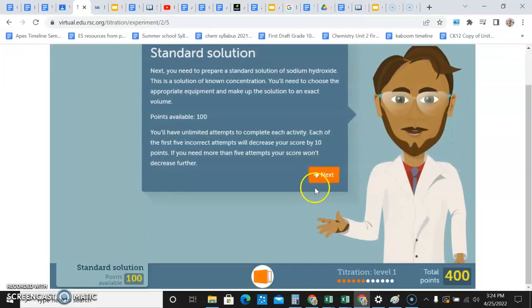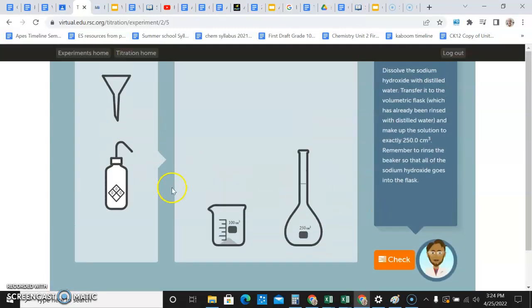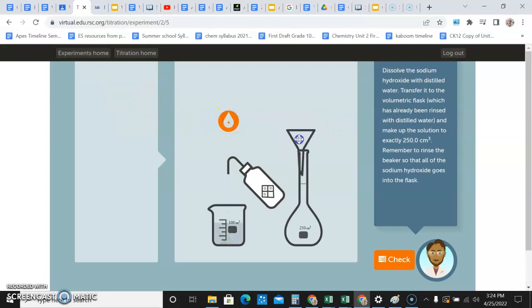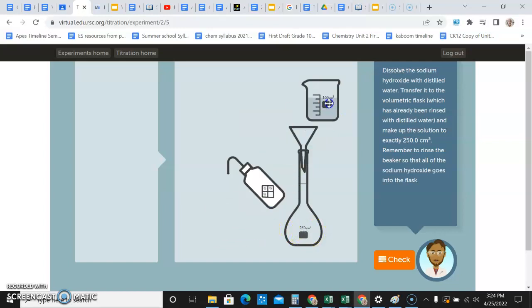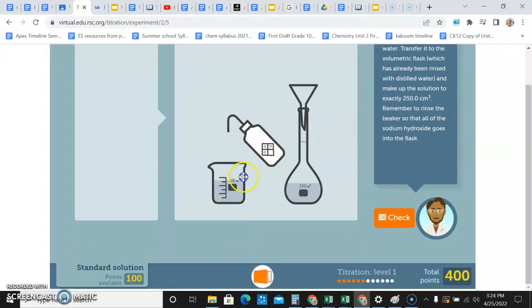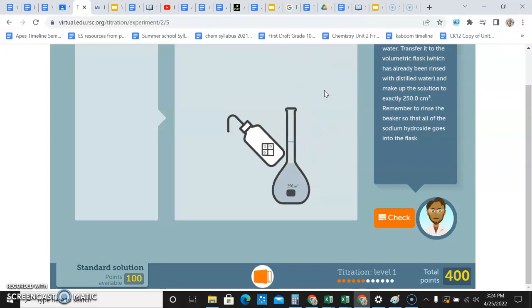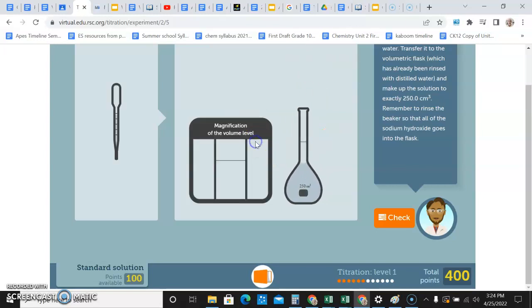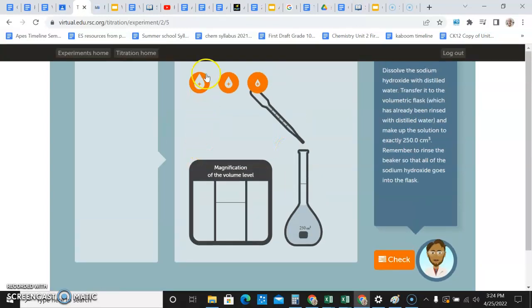And now they want us to dissolve that in some water. So we get our water and we put some water in on top of our sodium hydroxide. And we'll put that into a volumetric flask. You can see here, look, it's a 250 centimeter cubed volumetric flask. So that's 1/4 of a liter. And we'll rinse our beaker as well. And then we've got to fill it up to the mark. We don't want to go above that mark.